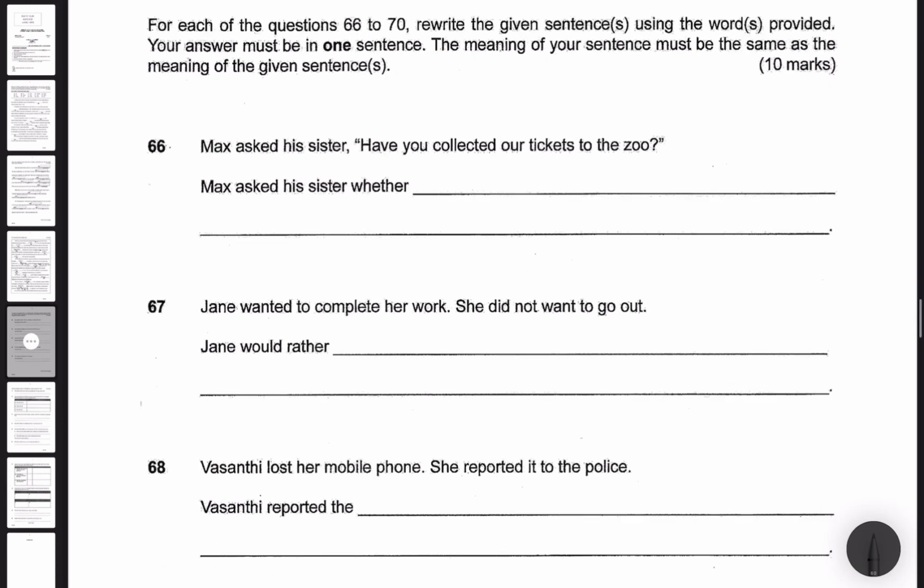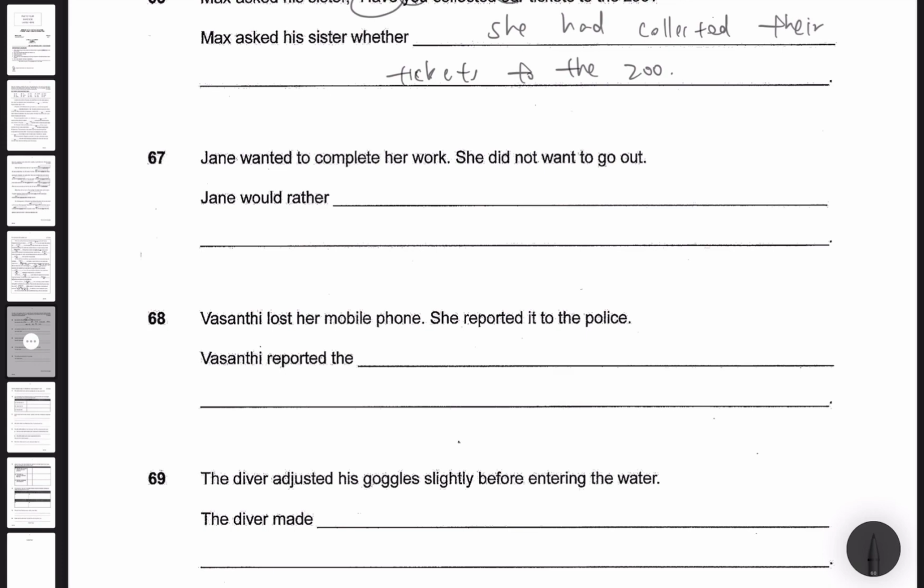Alright, so Max asked his sister. Whenever we encounter a dialogue question, right, we circle the words that we have to change. So here, "Have you collected the tickets?" Max asked his sister whether she had collected their tickets to the zoo. Oh, my handwriting is horrendous. So again, remember what I said. Circle the words that you need to change. Now, Jane would rather complete her work than go out.